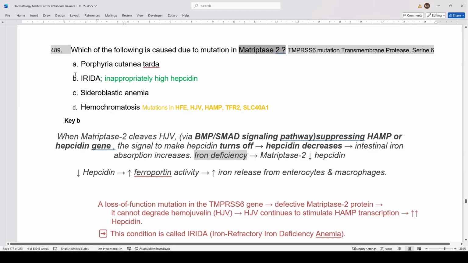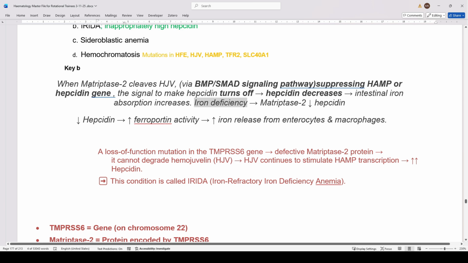In simple words, what is iron refractory iron deficiency anemia? There is very high, inappropriately high hepcidin secretion. Whenever there is high hepcidin, there will be no absorption of iron from the enterocytes and from the reticuloendothelial system, the macrophages. So in spite of having iron in the bone marrow, and in spite of the patient taking iron, there will be no iron in the blood, and the patient will have iron deficiency anemia. How will we know? If you give oral supplements and after 6 months the patient still has iron deficiency anemia, it can be iron refractory iron deficiency anemia.